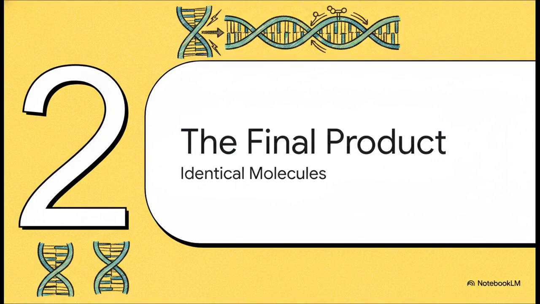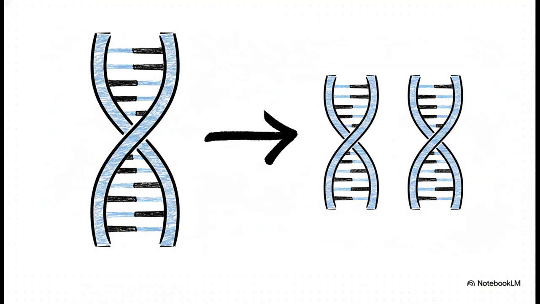Let's move on and see how this builds into Section 2, the final product, 2 identical molecules. And this brilliantly illustrates an incredible before and after transformation. A single DNA helix containing both original strands is processed, resulting in 2 perfectly identical DNA molecules. So one single master blueprint has flawlessly become 2.